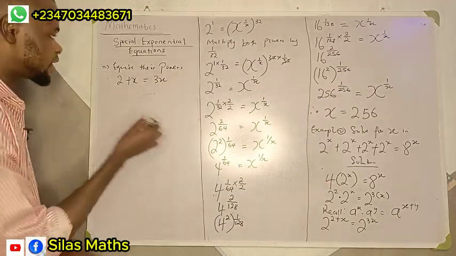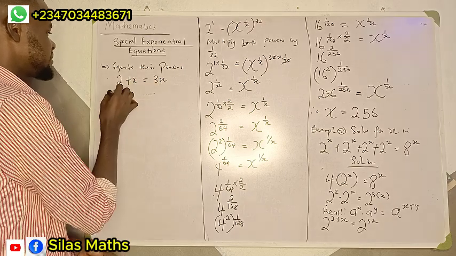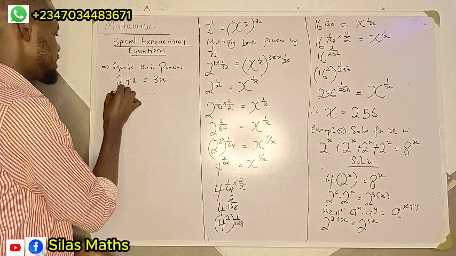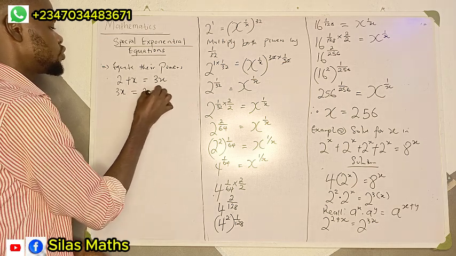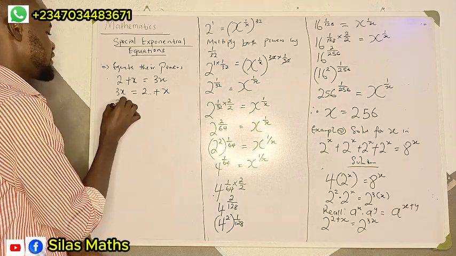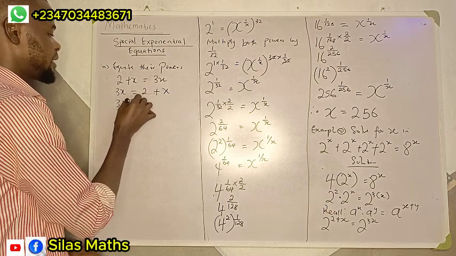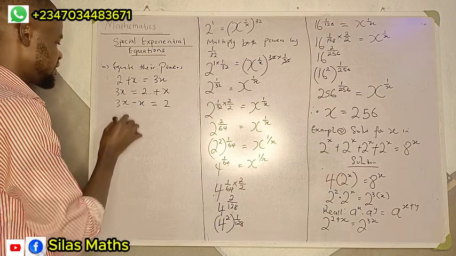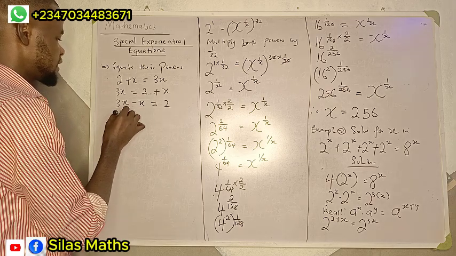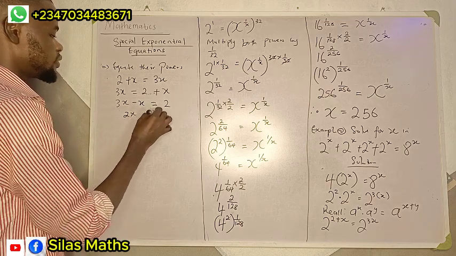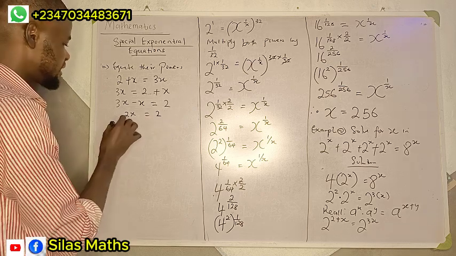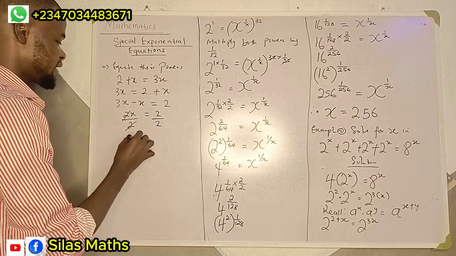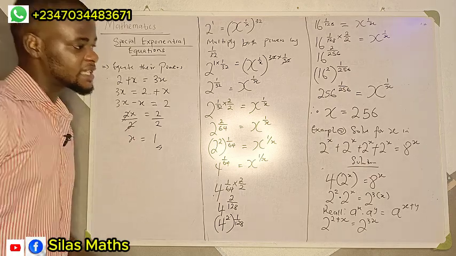So at this point I collect like terms. Collecting like terms, I can reverse this by saying 3x equal to 2 plus x. So I now have 3x minus x equal to 2. So this minus this is going to give us 2x equal to 2. Divide both sides by the coefficient of x, this cancels out, so x equal to 1. So that is the answer to this problem.